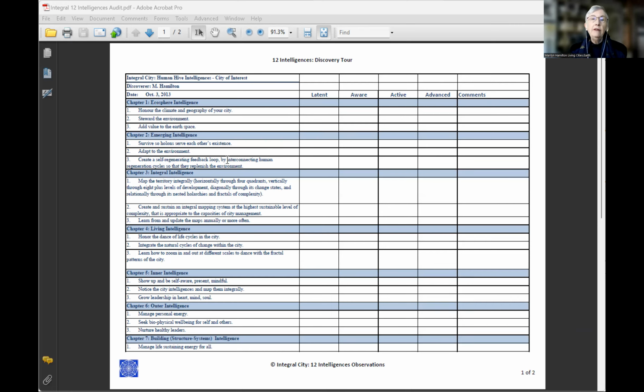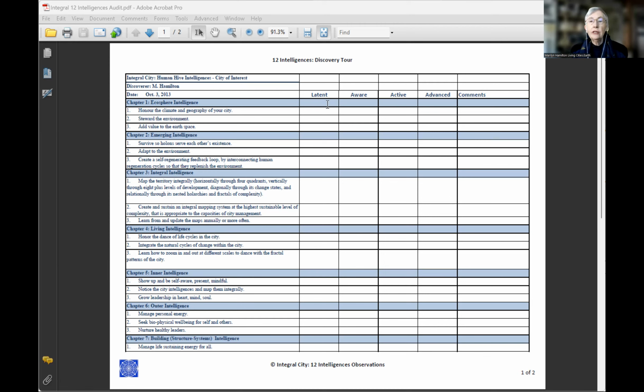But what happens if you turn up in a city, like I'm often invited to do? How would I go around the city and actually take a discovery tour using the 12 intelligences as the lens? So you can see here that the 12 intelligences is a 2-page discovery tour audit. And the first page describes intelligences 1 to 6.